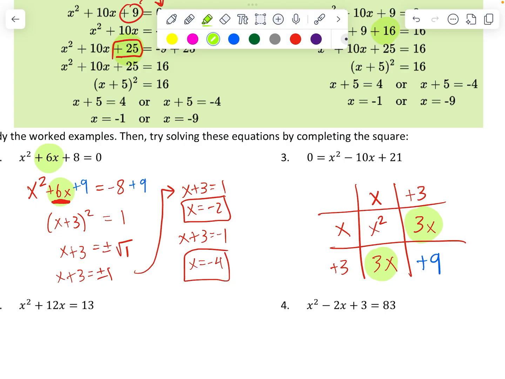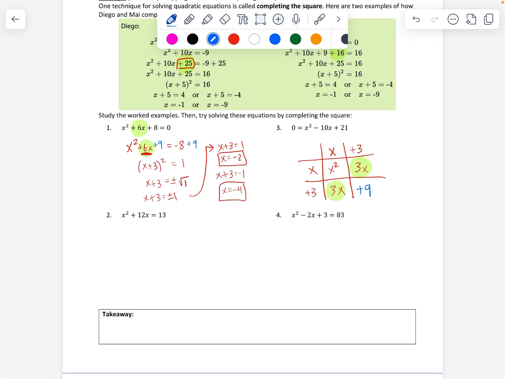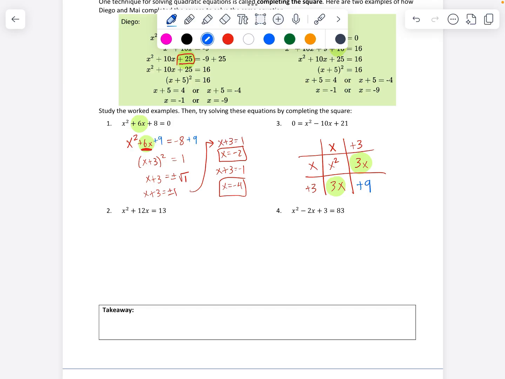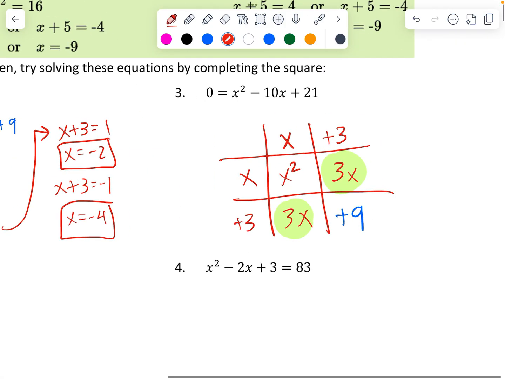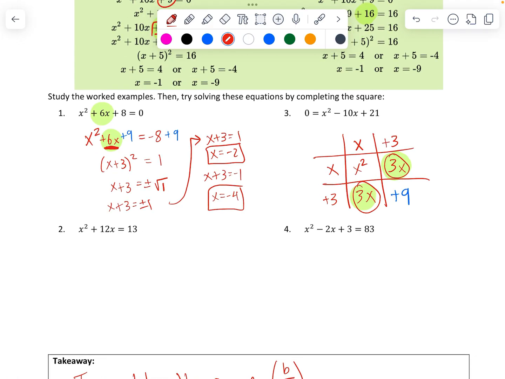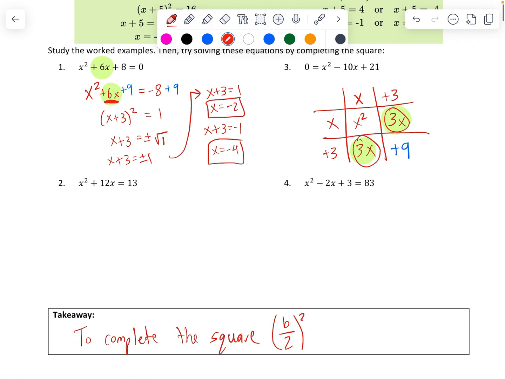All right, so again, you have to come up with this and this because that is half of the b value. All right, and so if we jump down to the takeaway, if we want to complete the square, take your b value divided by 2, just like we did here. So this is our b value over 2. That's how we get 3x and 3x. Because we have to have two numbers that add up to 6x. But then if you square them, you're going to get your c value, or you're going to complete the square. So that becomes your c.